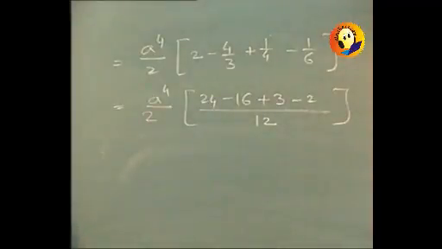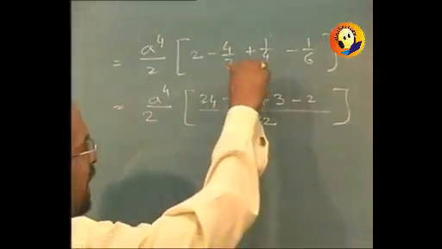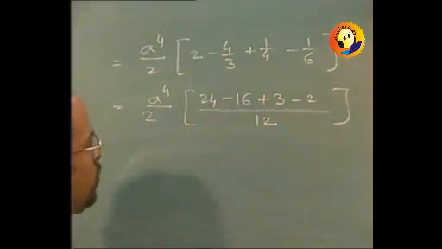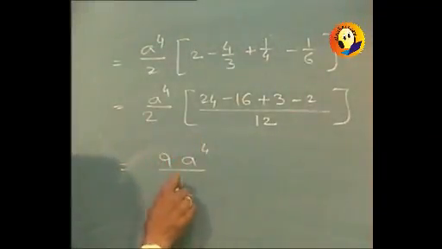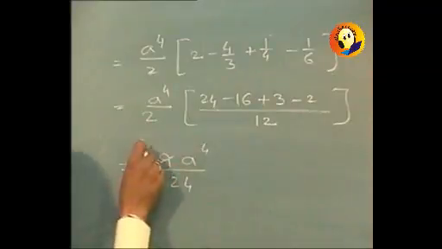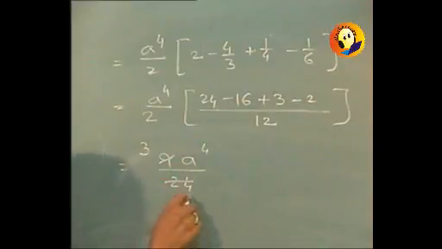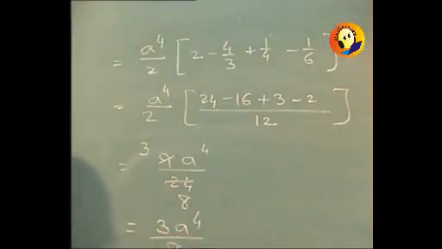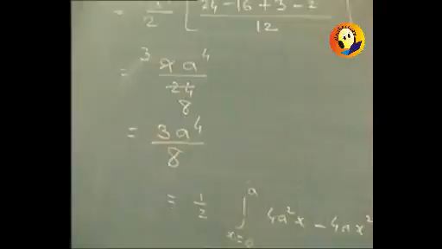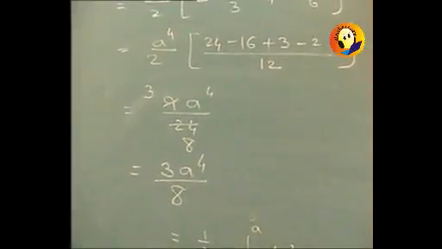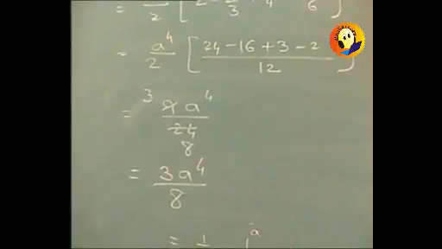And so 24 minus 16 is 8, plus 3 is 11, minus 2 is 9. So it will be 9a raised to 4 upon 24. Of course you can divide by 3 and the final answer could be 3a raised to 4 upon 8. So the answer for the fourth problem is 3a raised to 4 by 8.